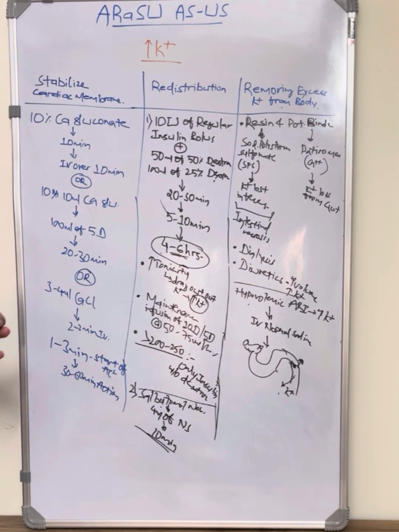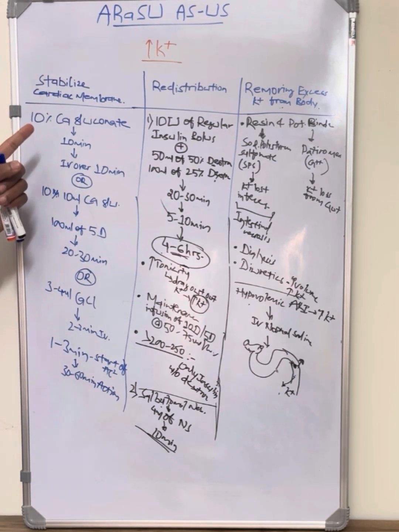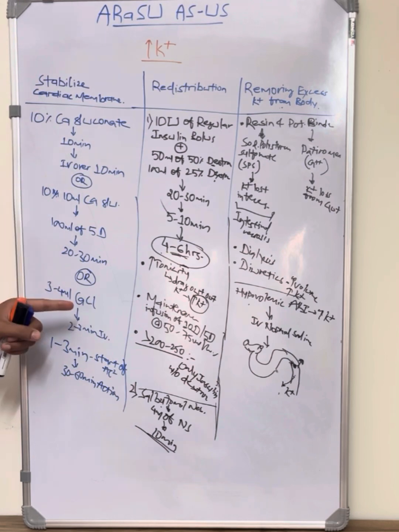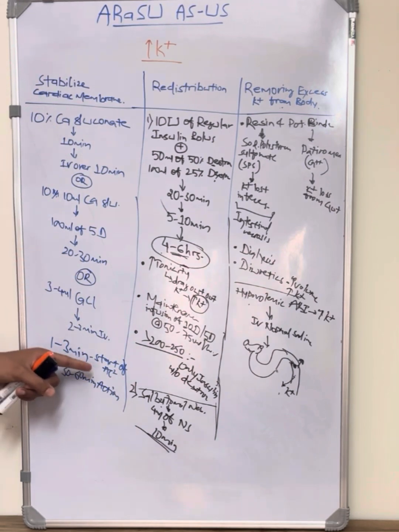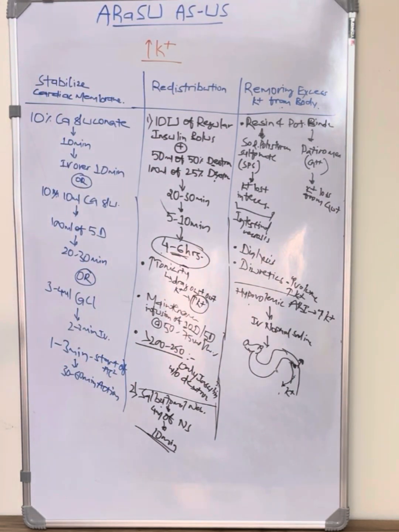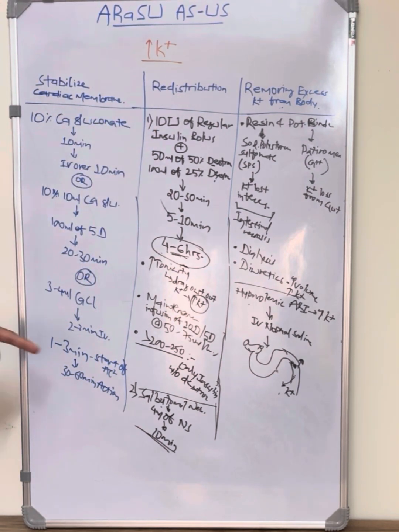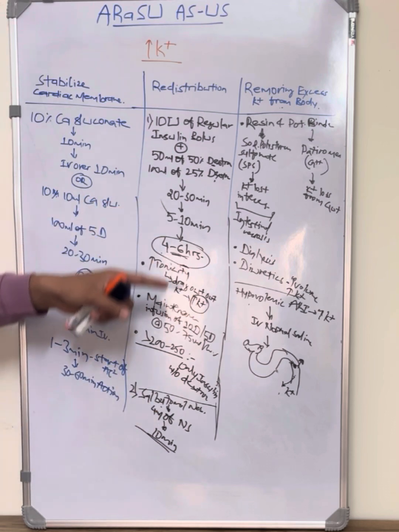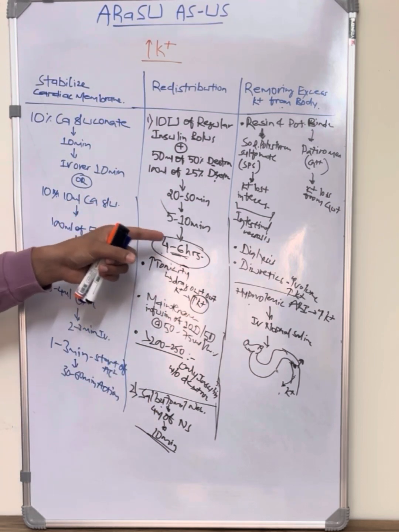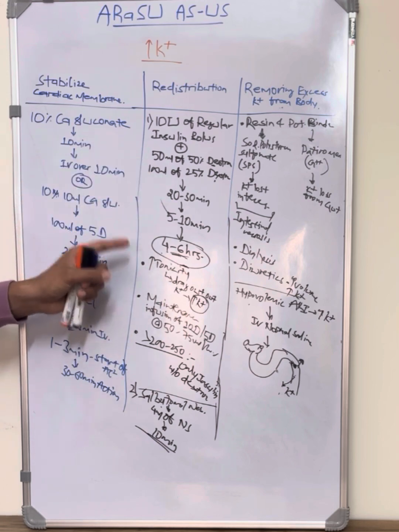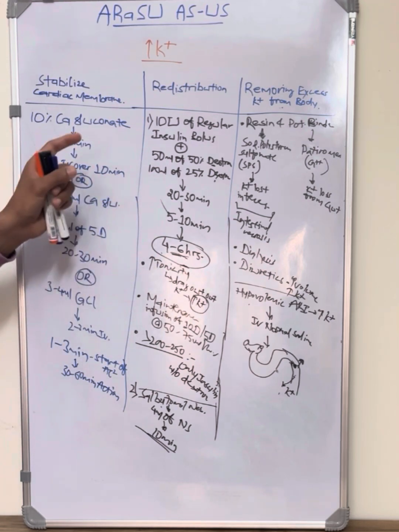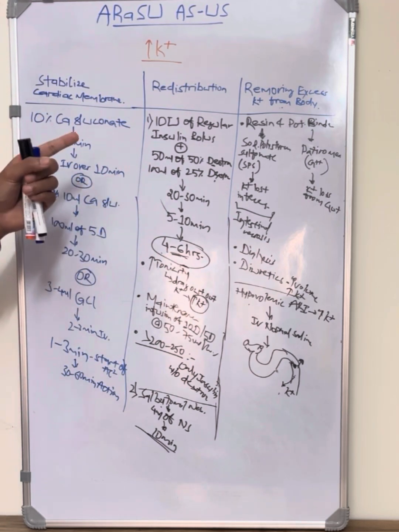To summarize the mechanisms, first we will stabilize the cardiac membrane to avoid arrhythmias using calcium gluconate, so that we can buy that extra 30 to 60 minutes to do other actions. Then we mainly focus to shift the potassium into the cells using glucose and insulin, even beta agonists like salbutamol. This will give a time period of 4 to 6 hours, because their action will last for that duration. In that time, we have to find out the cause of hyperkalemia.